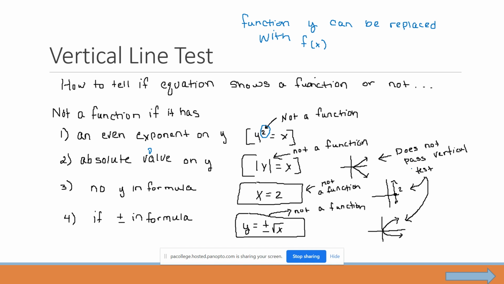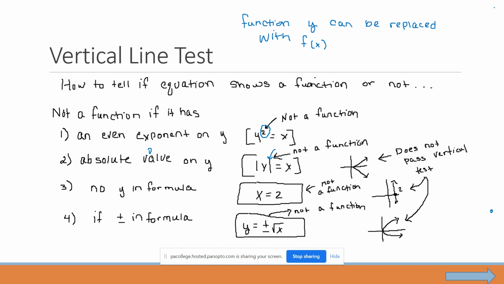Same deal with the second one. There's this absolute value right over here, and so I'm not going to be able to replace that with f of x. The third one, there's not even a y there, so I can't replace it with f of x. And so these are not functions. Now, that's why this fourth one can be the hard one, because in the fourth one, I could replace the y with f of x, but that plus minus violates that one-to-one.